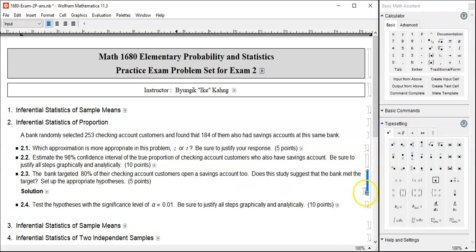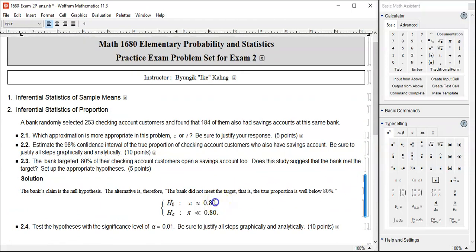And there goes my null hypothesis, about 80%. And the other true proportion is actually less than 80%, thus did not meet the target. That's the alternative hypothesis. Another way to see it, 184 out of 253, we got something like 73%, so that's less than 80%. So yeah, that's another indication.